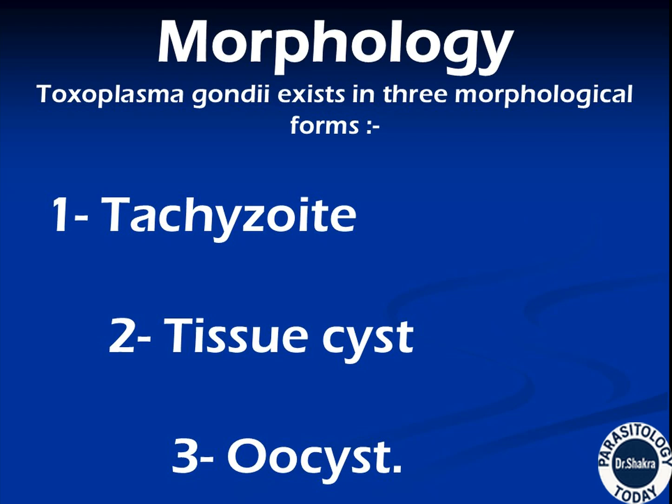Section 2, Morphology. Now, let's begin by looking at the structure and forms of Toxoplasma gondii. It exists in three main forms: the tachyzoite, the tissue cyst, and the oocyst. In its life cycle, the trophozoite may exist as either a tachyzoite, which is the rapidly multiplying form seen in acute infection, or as a bradyzoite, the slow-growing form found within chronic tissue cysts.